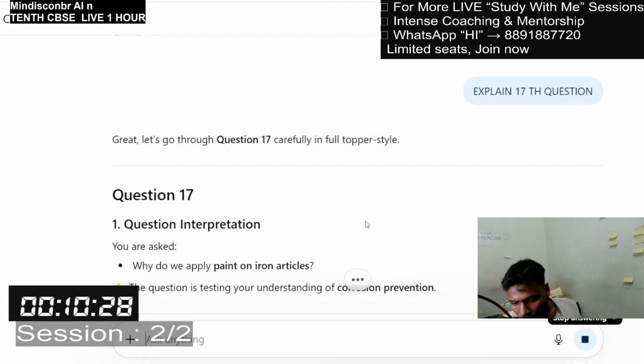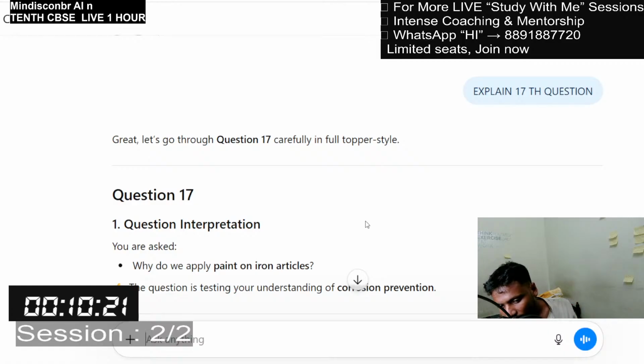What is the 17th question? A shiny brown colored element X on heating in air becomes black in color. Name the element X and the black colored compound formed. What will that be? Brown color gets converted to black color. I think it will be copper oxide.